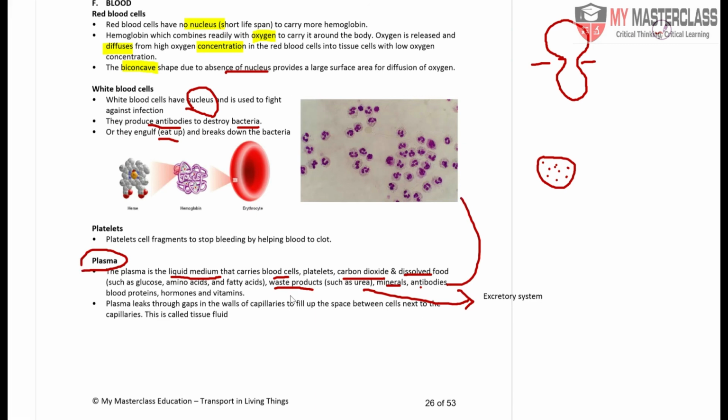Plasma will actually help to fill up spaces between the capillaries. So this is just called tissue fluid. All right.